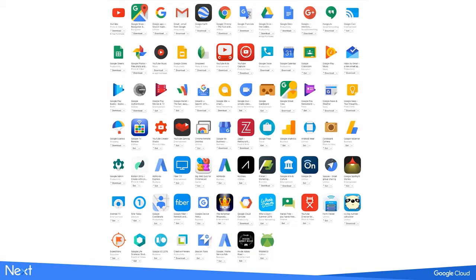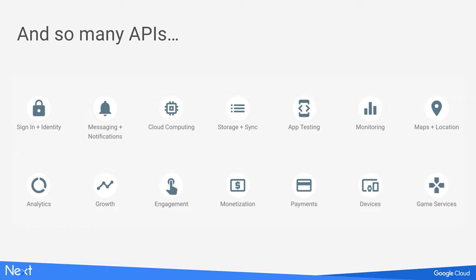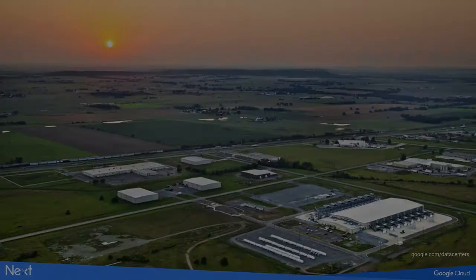So Google publishes a lot of apps. They've got over 80 on the iOS App Store. I don't know the number on Android. I expect it's bigger. And they've got a lot of APIs. So many APIs, in fact, that they need 14 different categories in order to be able to present them to people. That's a lot of APIs. And the other thing that has just blown my mind about learning how Google does things is their sense of scale.